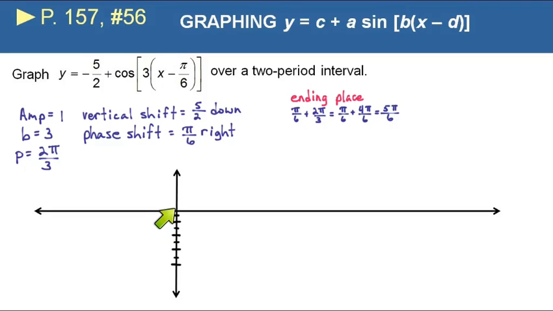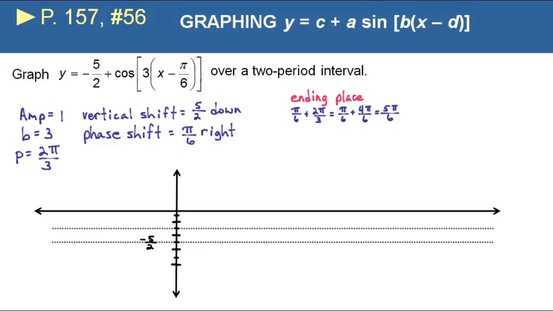Alright, I've gone ahead here and I've drawn wide marks for our whole numbers, and since we're dealing with halves, I went ahead and drew little marks for the halves. So negative 1, negative 2, negative 2.5 is going to go right here. And then we know that amplitude is 1. So if I'm at negative 5/2 and I go up 1, that puts me here at negative 3/2. And if I'm at negative 5/2 and I go down 1, that puts me here at negative 7/2.